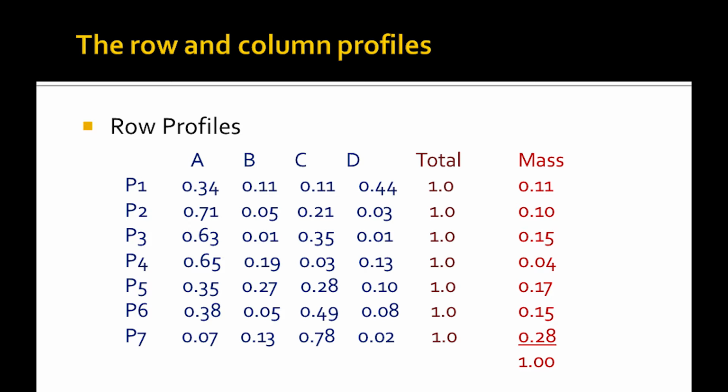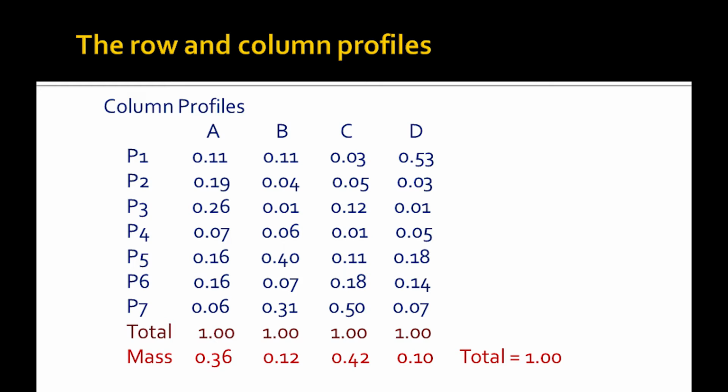So if you look at the distribution of the masses, you'll see that the first pottery type is 11%, the second 10%, and similarly the 7th is 28%. So you can see that the 7th is the most abundant of the pottery types that we can find over the different sites. And then also we see how they are distributed over the sites. These are referred to as the row profiles. Similarly, we can have what are referred to as column profiles.